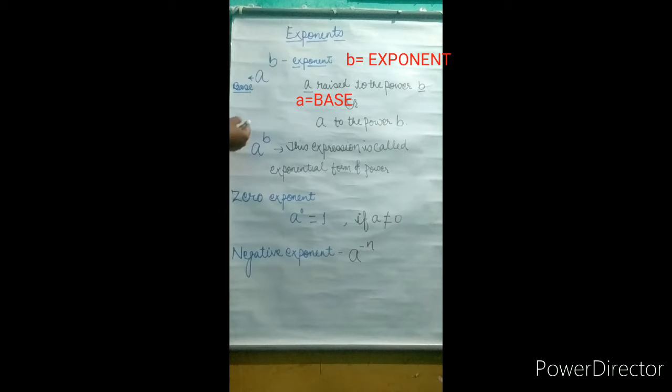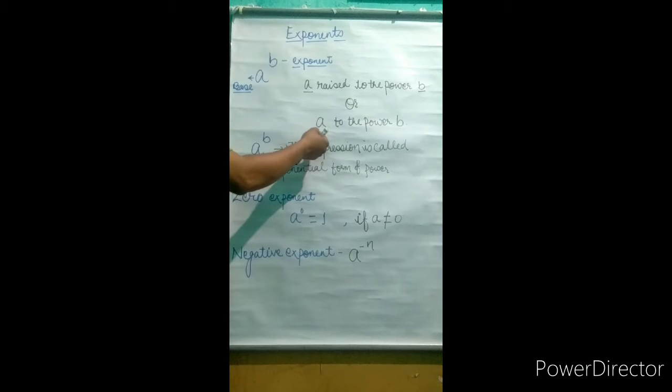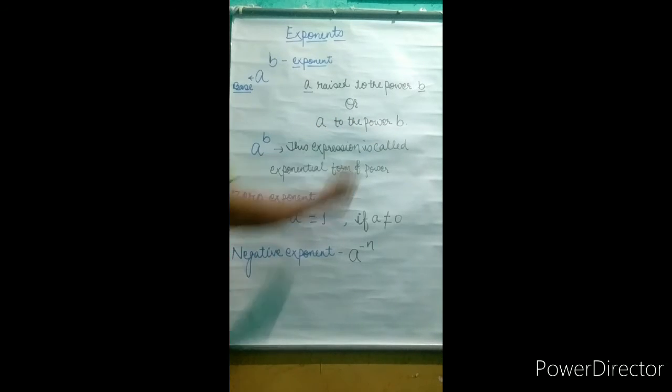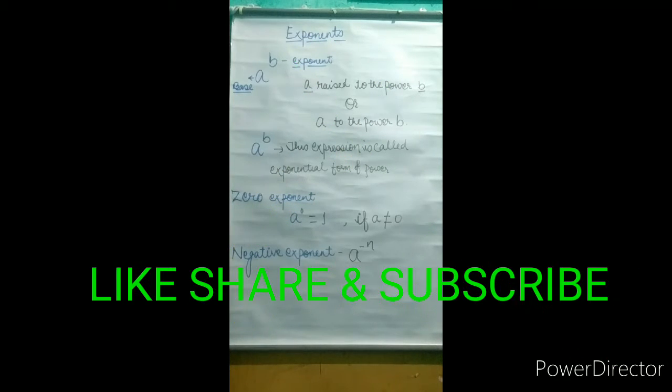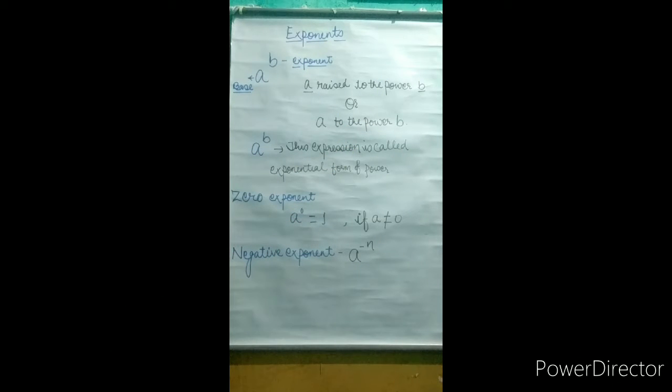And how to read it? A raised to the power b or a to the power b. And a raised to the power b means a to the power b. This expression is also called the exponential form of power.